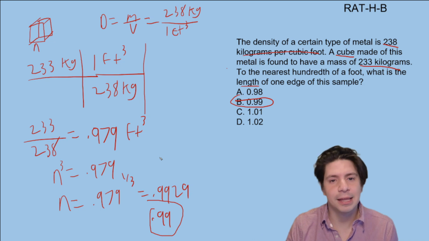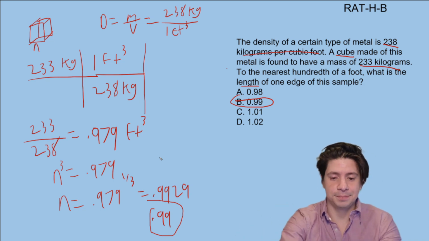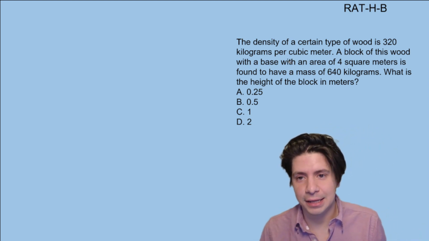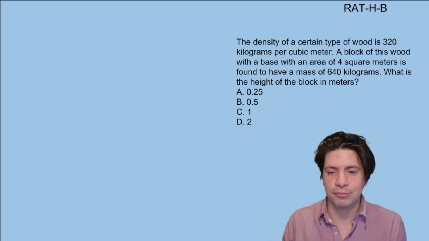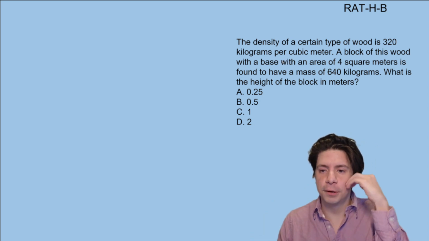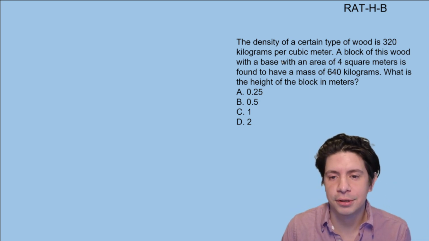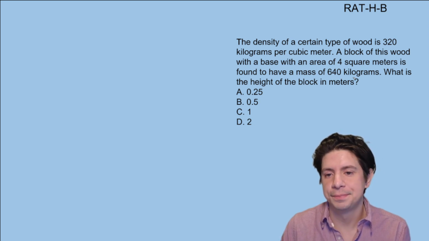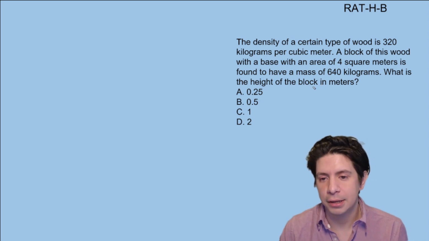So let's try another one now that you've done this one. The next one will be very similar, and you can test out your skills there. Okay, so as you can see on this one, it's very similar to the last one. I've just switched it up a little bit, but if you are comfortable with the first one, this one shouldn't be too bad either. The density of a certain type of wood is 320 kilograms per cubic meter. A block of this wood with a base with an area of 4 square meters is found to have a mass of 640 kilograms. What is the height of the block in meters?